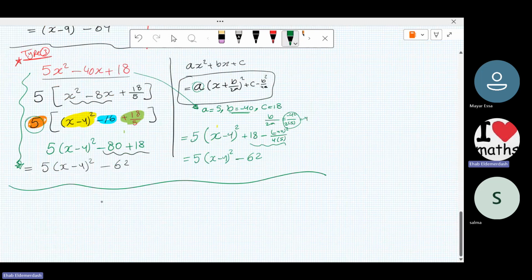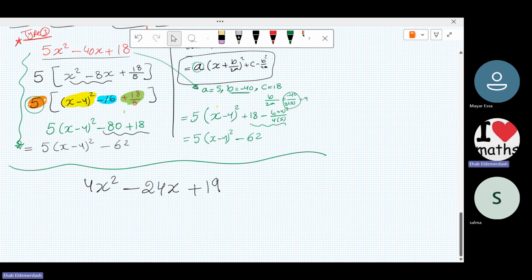Come on, answer this question: 4x squared minus 24x plus 19. Come on guys, write this expression in the form a into x plus b squared plus c. Make it a perfect square.